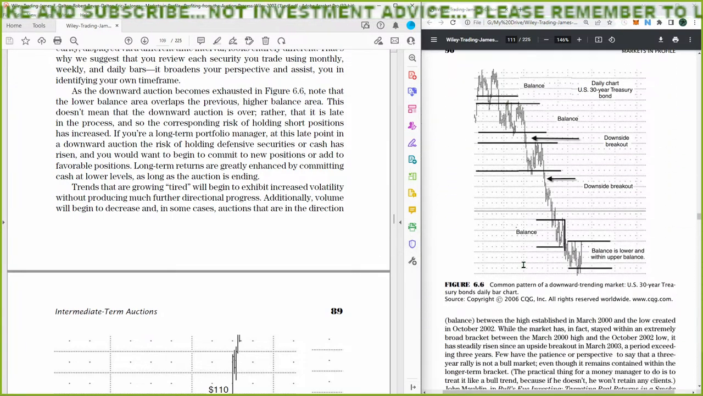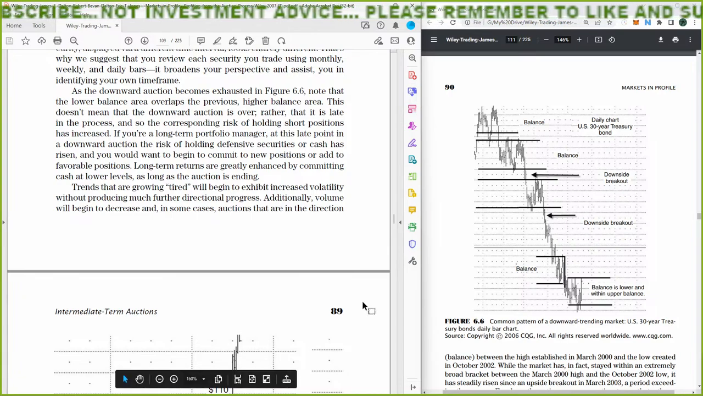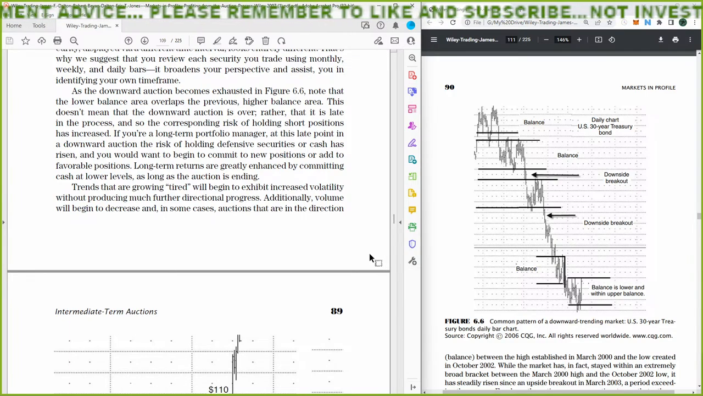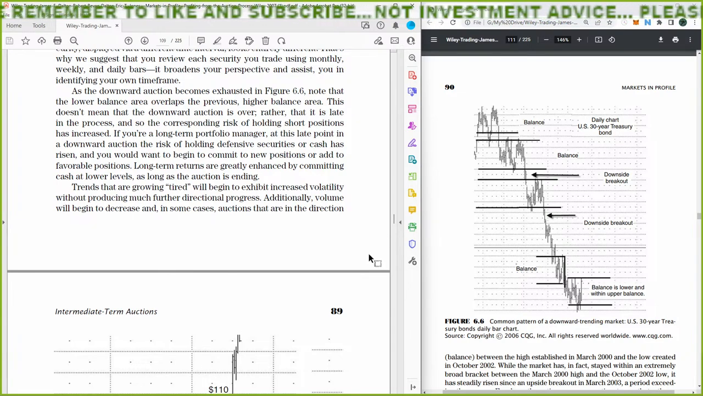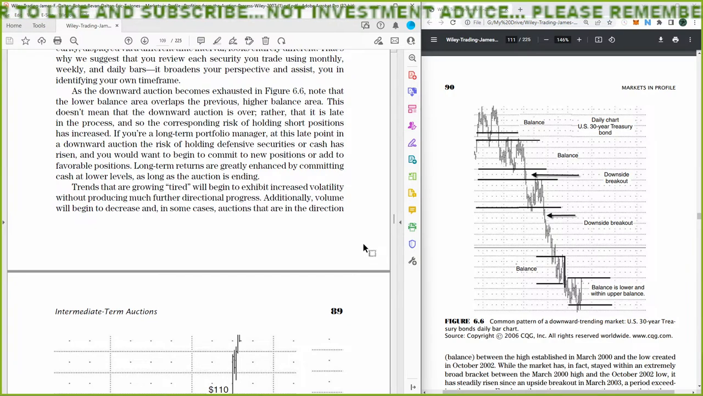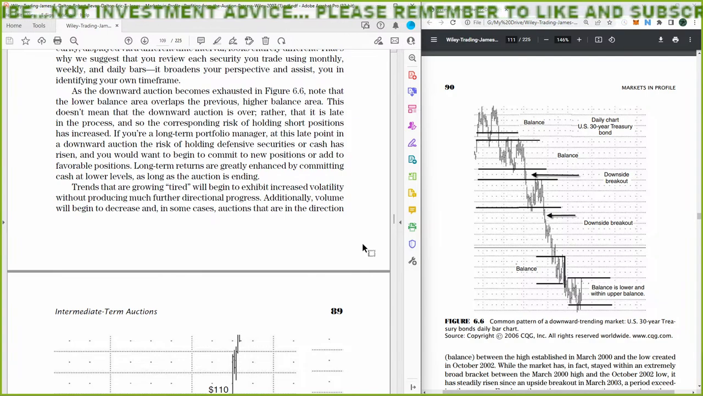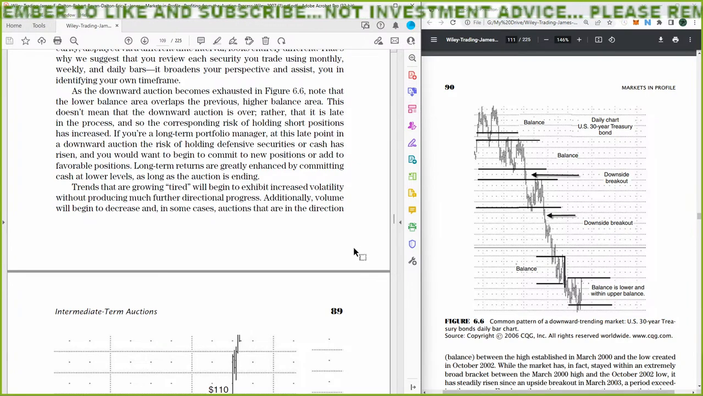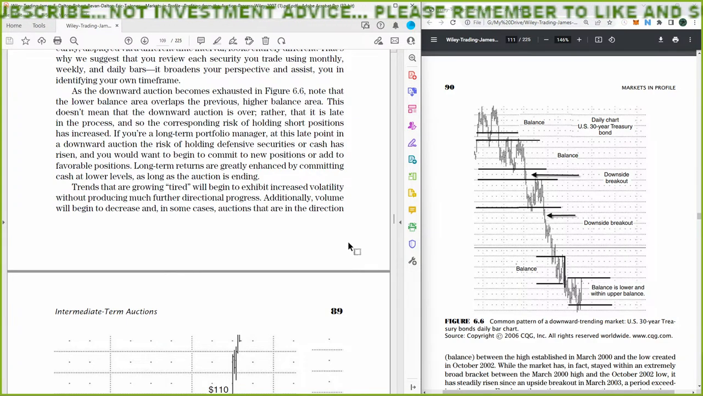As the downward auction became exhausted in figure 6.6, note that the lower balance area overlaps the previous higher balance area. This doesn't mean that the downward auction is over, rather that it is late in the process, and so the corresponding risk of holding short positions has increased. If you're a long-term portfolio manager at this late point in a downward auction, the risk of holding defensive securities or cash has risen, and you want to begin to commit to new positions or add to favorable positions. Long-term returns are greatly enhanced by committing cash at lower levels, as long as the auction is ending.